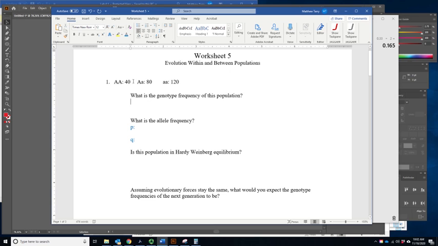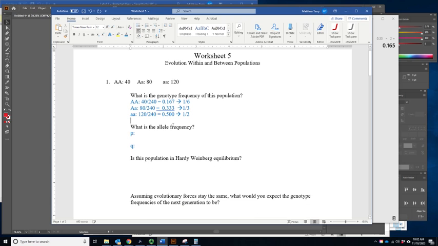So we would do 40 divided by 240, 80 divided by 240, and 120 divided by 240. And so we would get values out. And there's some rounding error here. That's one of the reasons why I like the second one. It's a little easier, I think, to do mathematically, but whichever you like. So about exactly a sixth of the population should be big A, big A, a third big A, little a, and then the remaining half should be little a, little a.